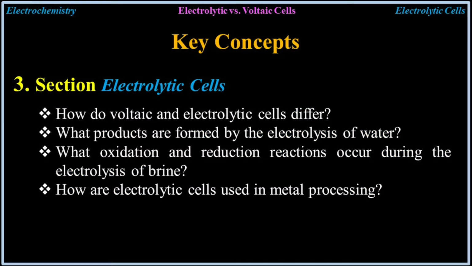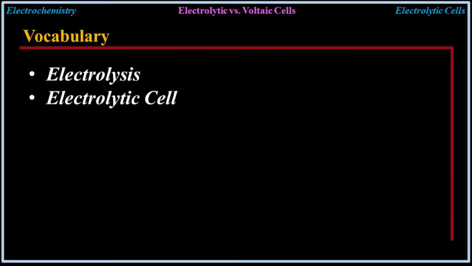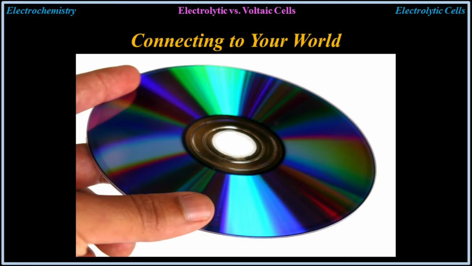The key concepts: how do voltaic and electrolytic cells differ? What products are formed by the electrolysis of water? What oxidation and reduction reactions occur during the electrolysis of brine? How are electrolytic cells used in metal processing? Let's look at a little vocabulary. Electrolysis, and it's pronounced electrolytic cell. Connecting to your world.